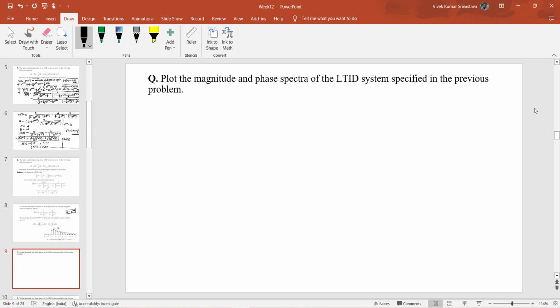Here I am again reading this question for you. Plot the magnitude and phase spectra of the linear time invariant discrete time system specified in the previous problem. First of all, let me write this h of omega once for you. This will be equal to 2 over 1 minus 3 by 4 e raised to the power minus j rho plus 1 by 8 e raised to the power minus j 2 rho. This was the transfer function that we analyzed in the previous problem.